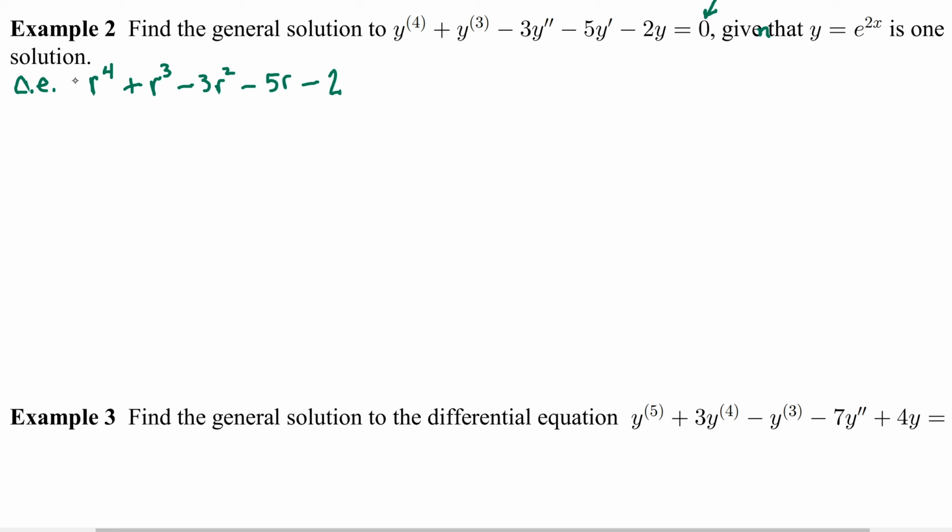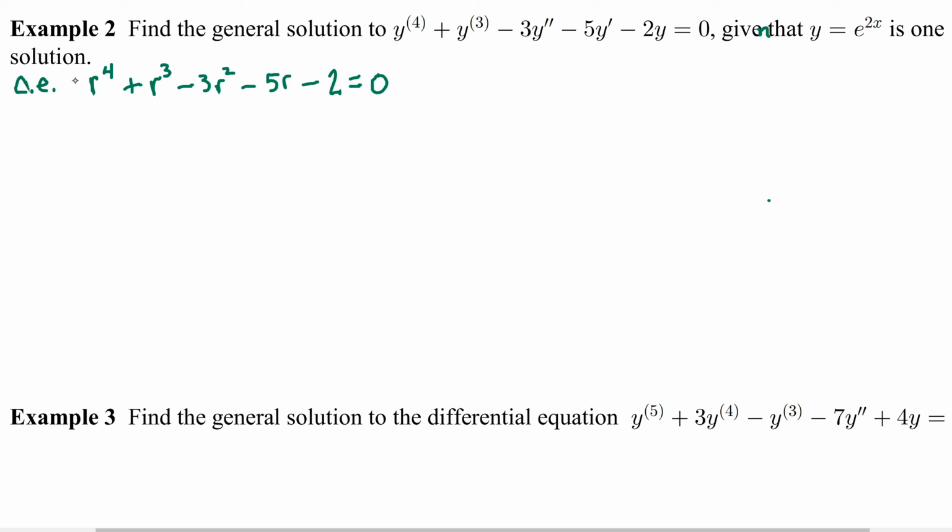Now the reason I point that out is because sometimes I have a bad habit of saying this is power 1 and I want to call that power 1. So just be careful not to make that same mistake that I do. So this is our characteristic algebraic equation. We need to solve this for r.